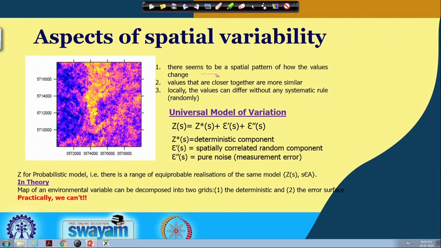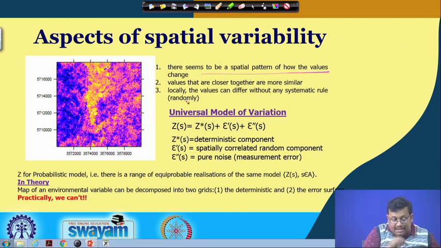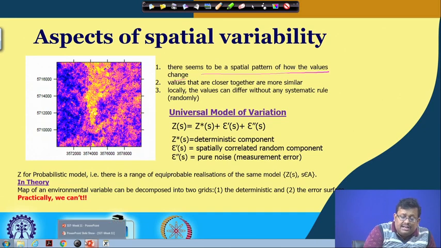First of all, there seems to be a spatial pattern of how these values change. You can see the values change following some spatial pattern. For example, values that are close together are more similar, as compared to the values which are far apart. And thirdly, locally the values can differ without any systematic rule, or randomly. You can see here, in this region the values can differ without any systematic rule.